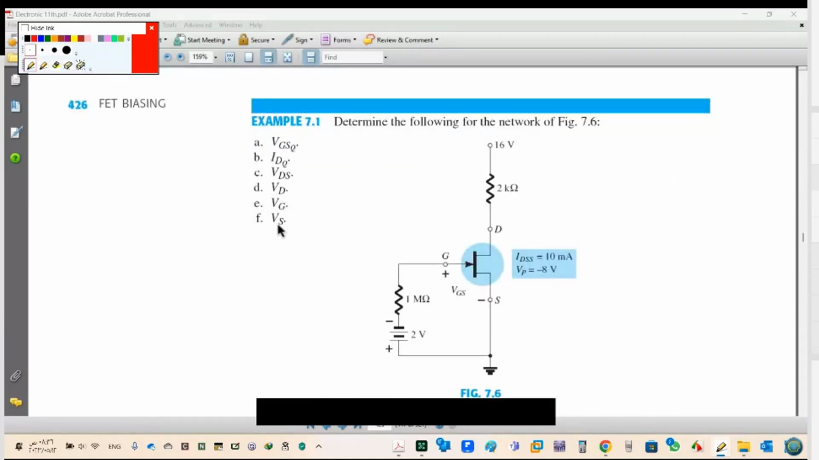Determine the following for the network. I have 1 mega as RG, 2 volt, 2 kilo, and IDSS is given, VP is given. VP is minus, so this is an N-channel JFET.